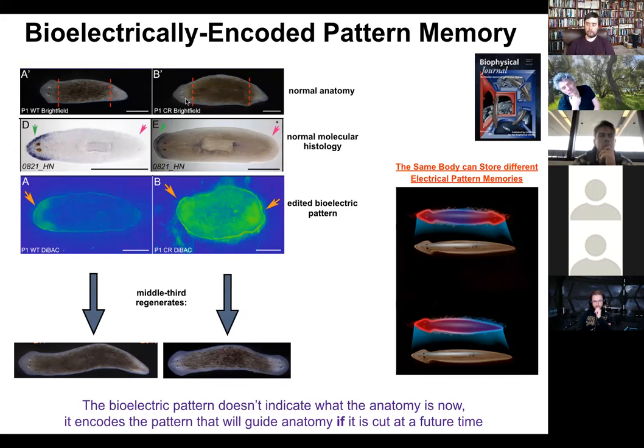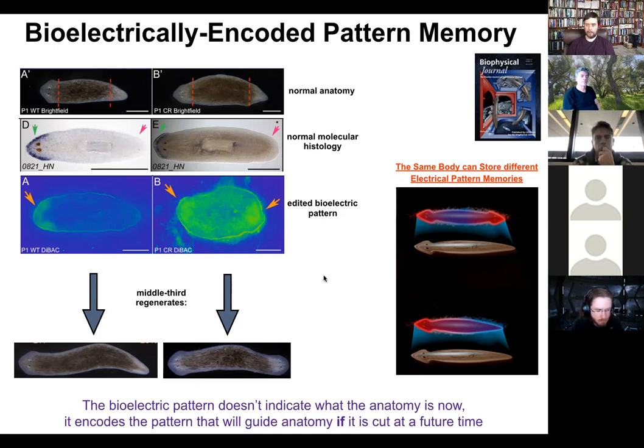This animal is anatomically normal, again, gene expression normal. But what we've done is we've manipulated it such that it has an electrical pattern memory that says, no, two heads. Now what happens when you cut this animal is you get a two-headed animal. But really critically, this electrical pattern is not the electrical pattern of this guy. This is the electrical pattern of this guy.